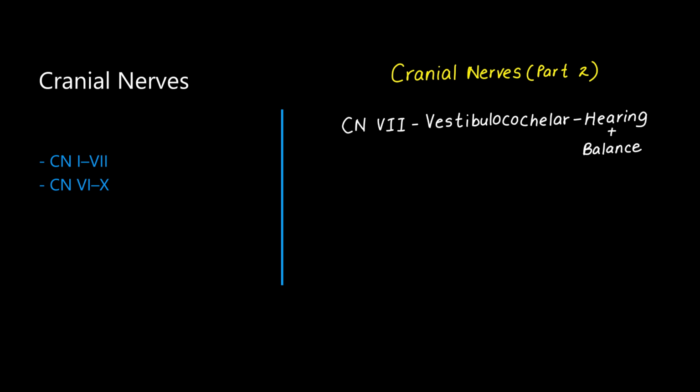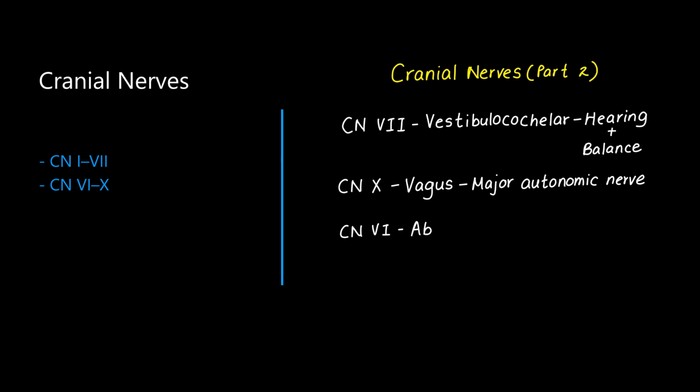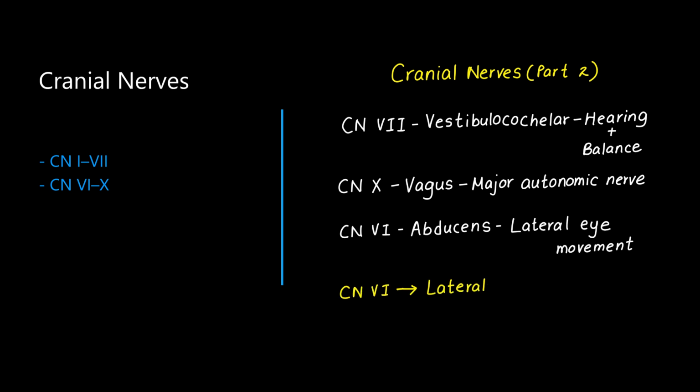CN10 is the vagus nerve, which is the big autonomic nerve handling sensory, motor, and visceral functions across the chest and abdomen. CN6, the abducens, moves the eye laterally through the lateral rectus muscle. That connection between nerve and muscle comes up on scenario questions.